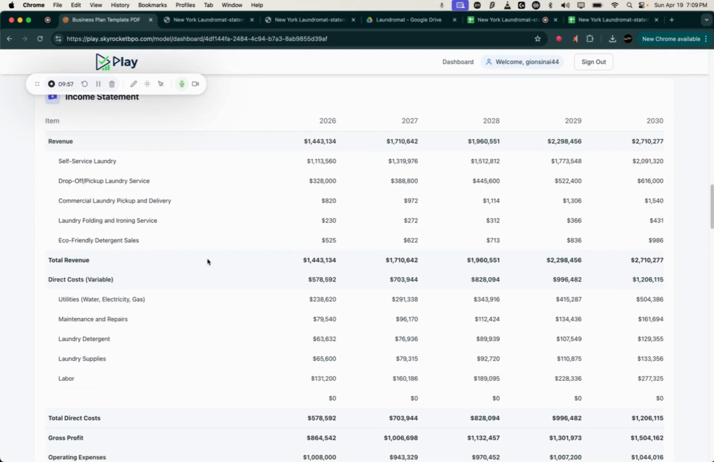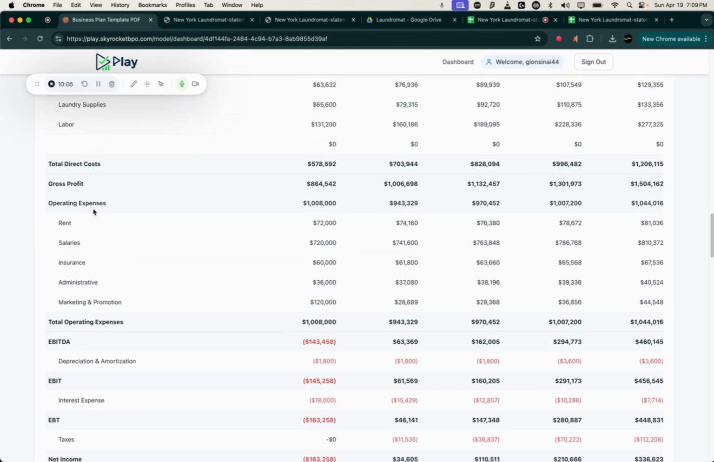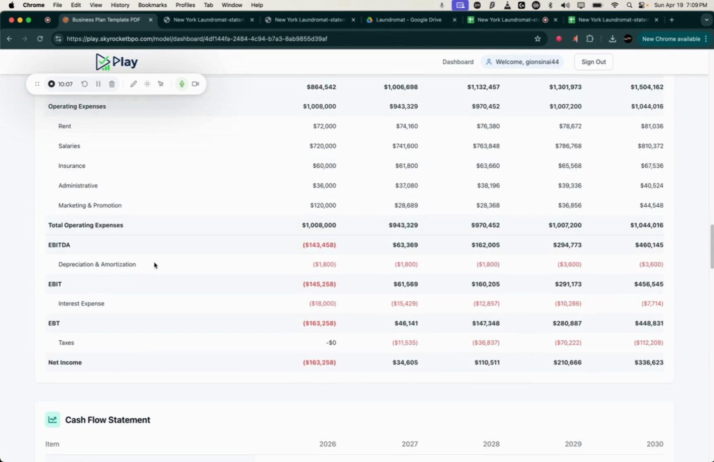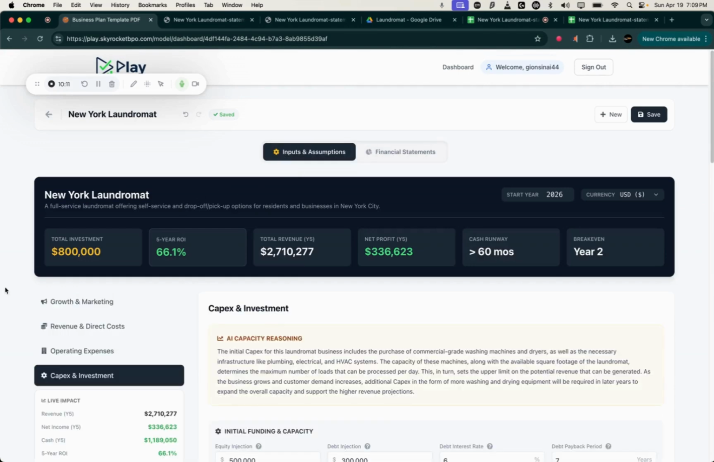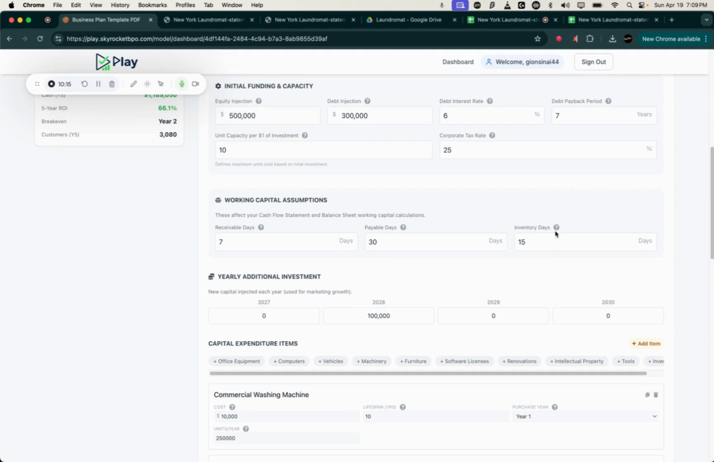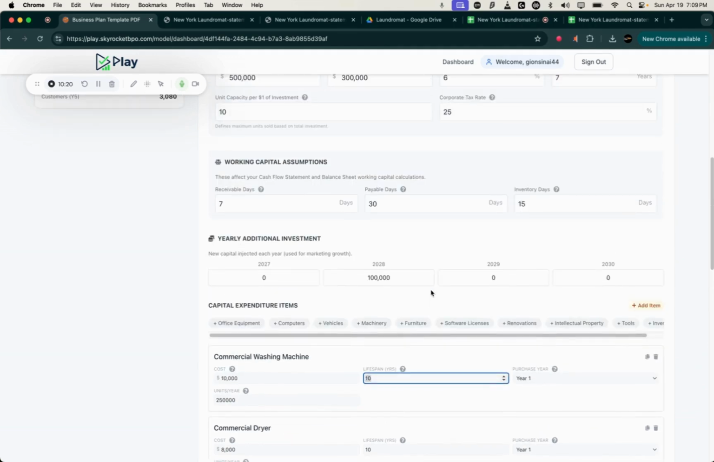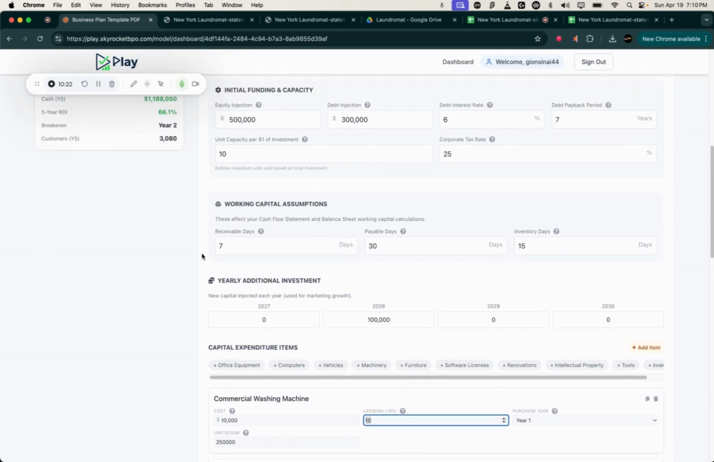Then we have the income statement, which is pretty straightforward. Under revenue, we have all the revenue sources. Then we have direct costs, operating expenses, depreciation and amortization, which depends on the lifespan you entered in this particular area. So here is the lifespan you entered in here. I forgot to mention one important thing. There's something important regarding working capital assumptions.